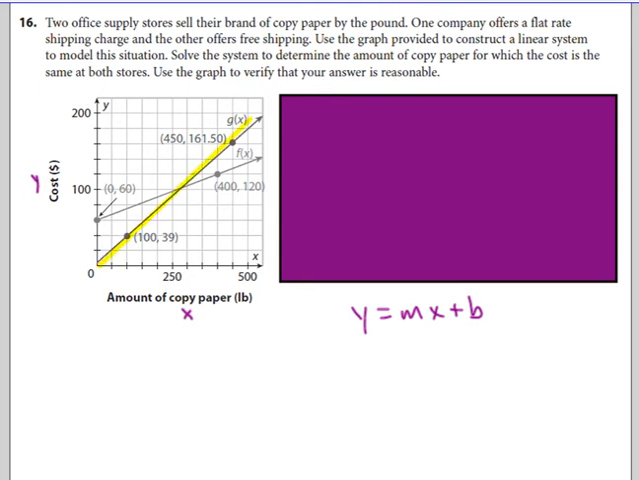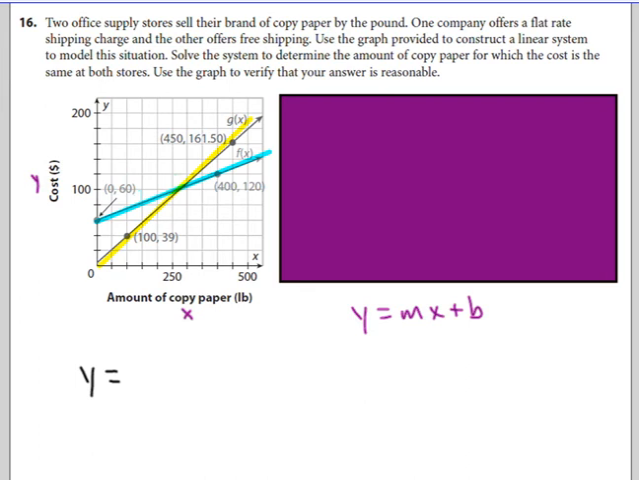This one right here, let's see, I'll highlight the other one in this light blue. The one I highlighted in yellow has a y-intercept of 0. It offers a flat rate and offers free shipping. So that means this is going through (0, 0), so the equation of the line should just be the slope. And this goes up from 39 to 161.5, and then it goes over from 100 to 450.